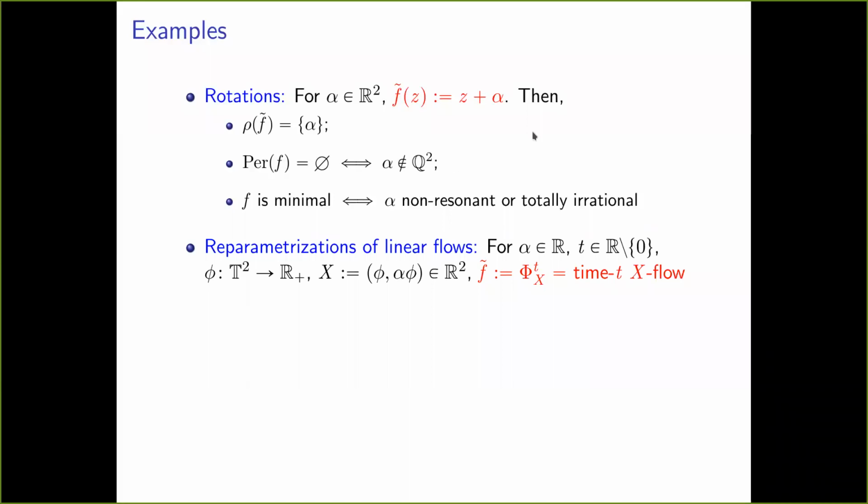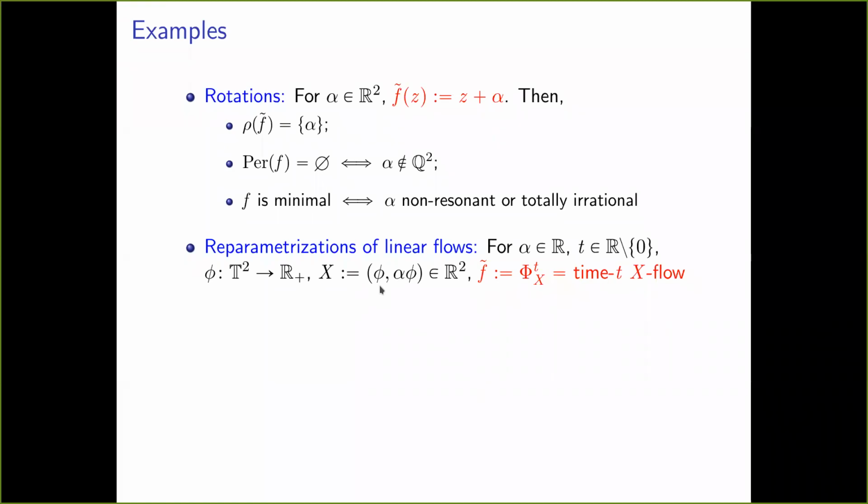So I want to consider a linear flow here. The original vector field is the vector field (1, alpha), and I'm multiplying it by a function phi. In fact, phi can be C-infinity or C1. I don't care about regularity, but it's at least continuous. And you take f tilde to be the time t of the flow of x.